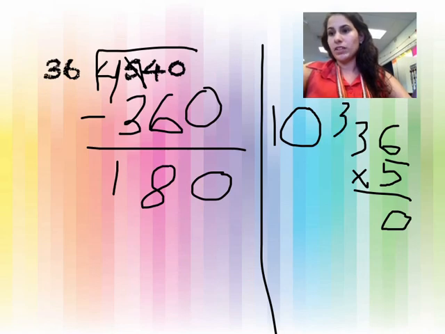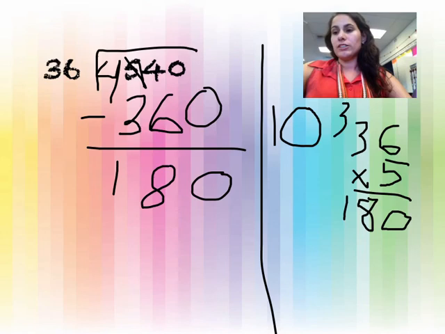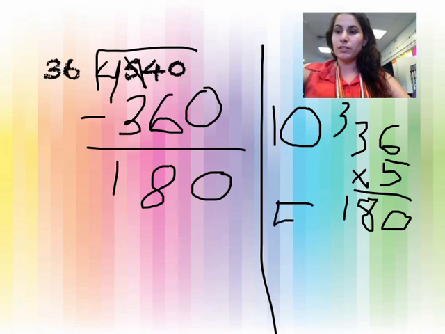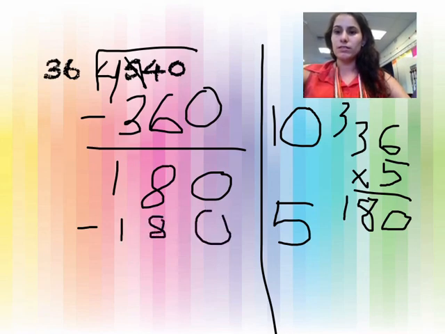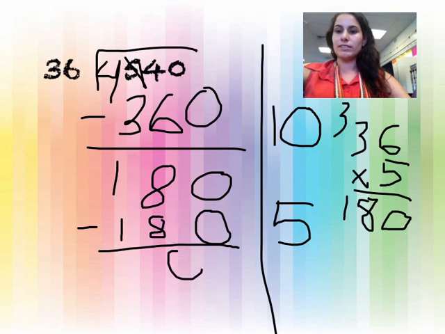3 times 5 is 15, plus 3 is 18. So I do know for sure now that 36 times 5 is 180. So if I do a multiple of 5 times 36, that's going to be 180. So that is a remainder of 0. And my answer is going to be 15.